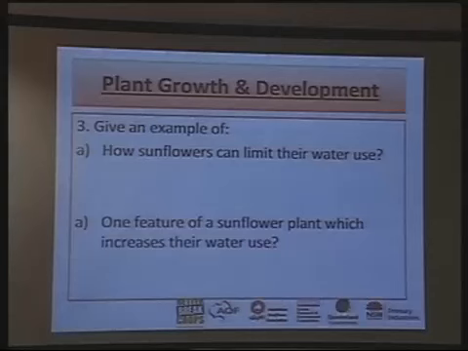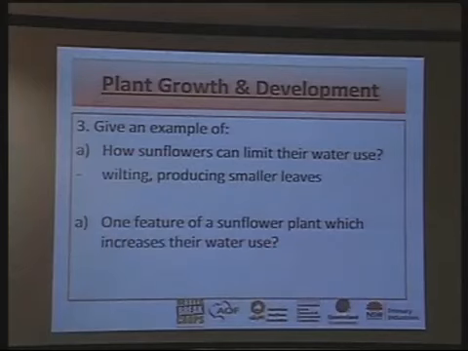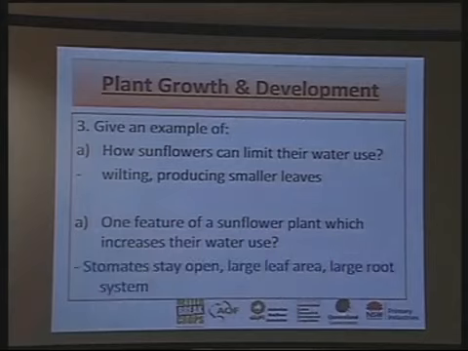Okay, number 3, give an example of how sunflowers can limit their water use. Any thoughts? Reduce leaf size. What else do they do in the middle of the day? Wilt. Yep. And I put part A twice. I've obviously gotten very excited there. So it should be B, obviously: one feature of a sunflower plant which increases their water use. So what do they actually have? Stomata stays open. Yep. They have a large leaf area, and they also have a large root system. So they do have the ability to explore a lot of soil water.